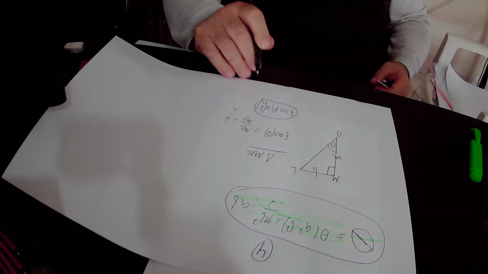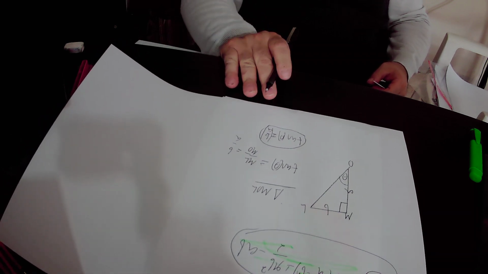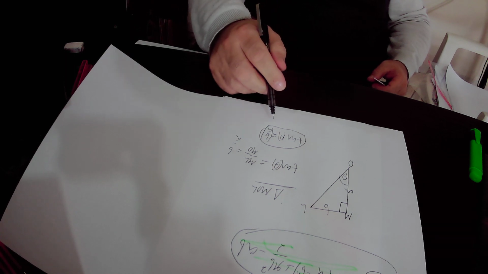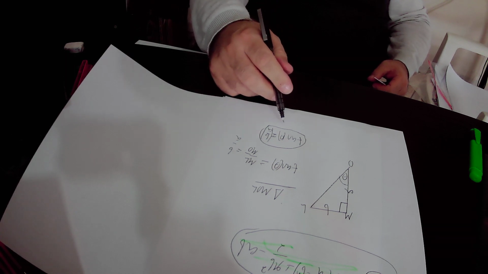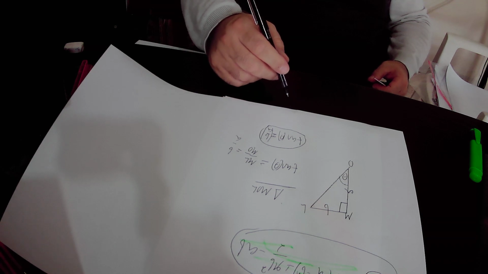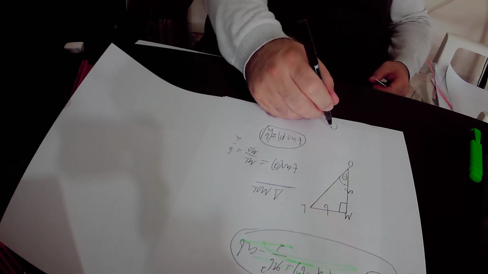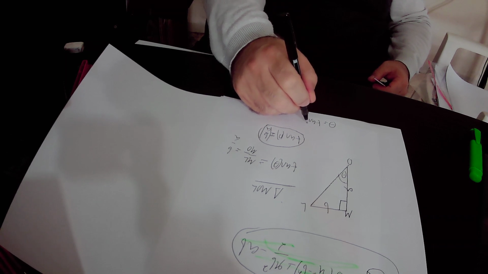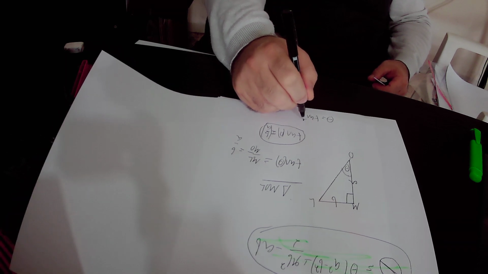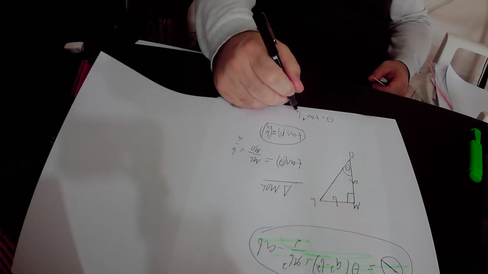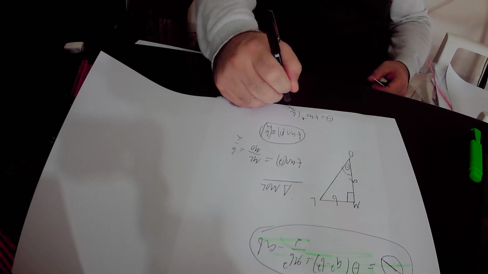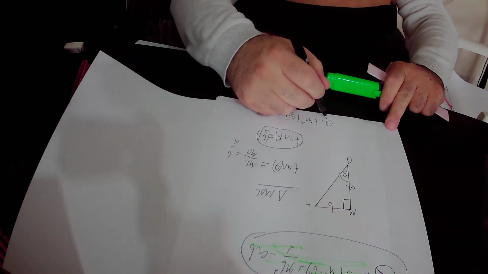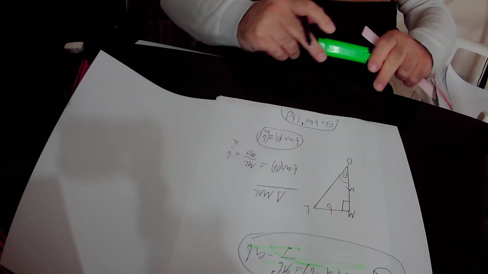Actually, we want to find out the value of theta itself. Therefore, we will apply the inverse function of tangent to the result. And in this way we find the value of theta. So here theta will be equal to tangent minus 1, that is the inverse function of tangent, of B over A. So we found the value of theta.